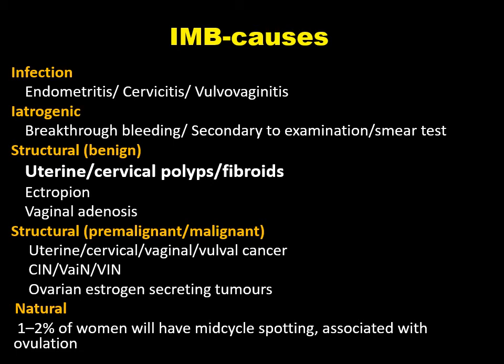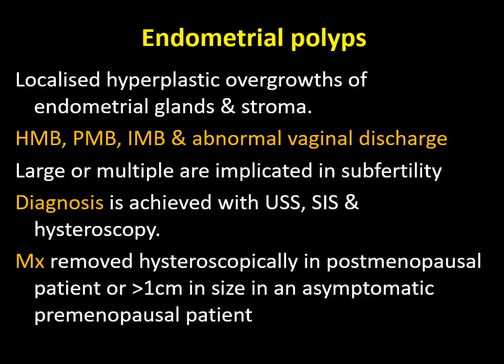Cervical ectropion. Ectropion is the same as erosion, which is migration of the columnar epithelium from the endocervix to the ectocervix. It could also be pre-malignant cervical lesions, or it can occur naturally in 1 to 2% of women at mid-cycle in association with ovulation.